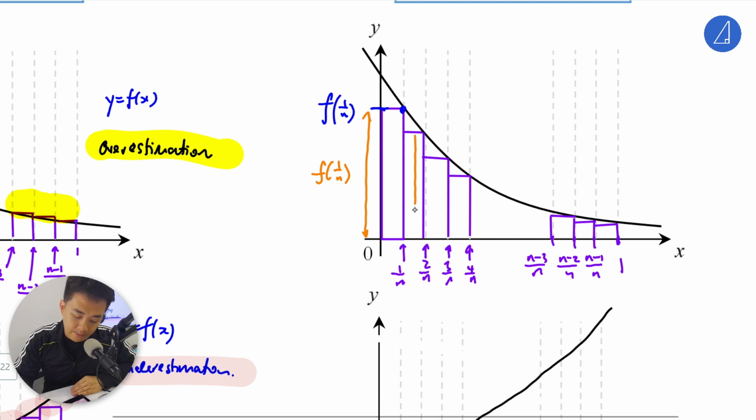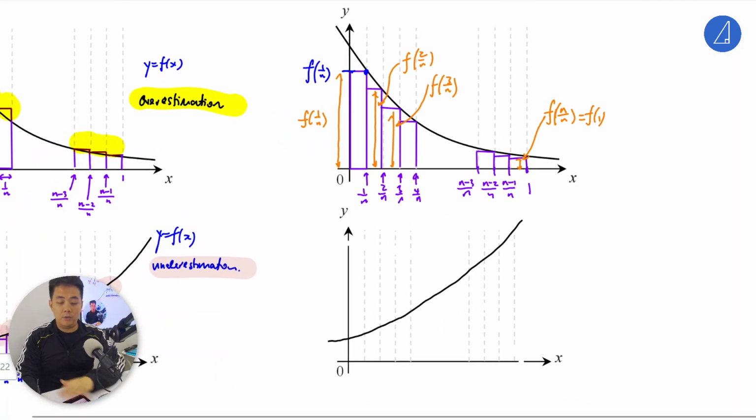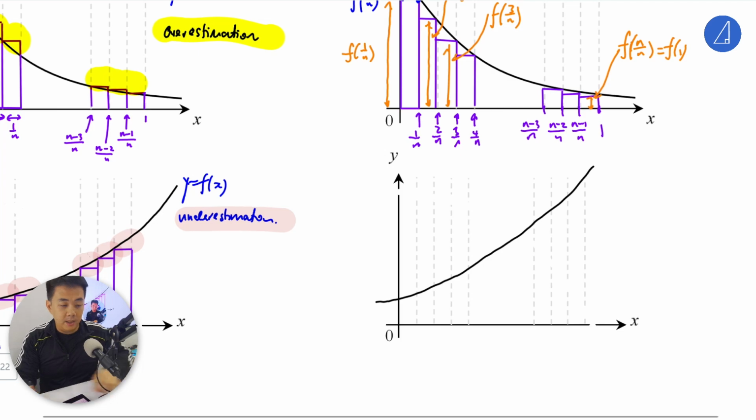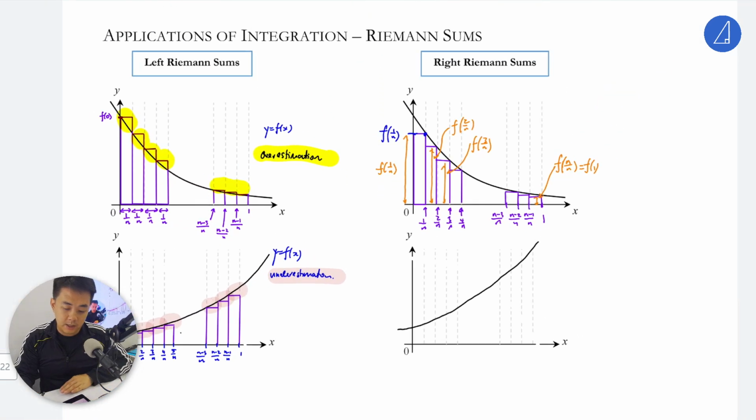The second one is f(2/n). Subsequently, this one here is f(3/n), and so on. And this last one here is f(n/n), if you want. Okay, the height is important, so you're taking the one on the right. So similarly, this is an underestimation.